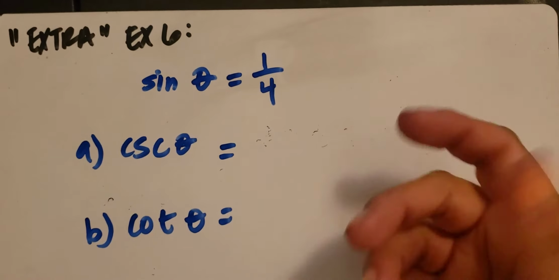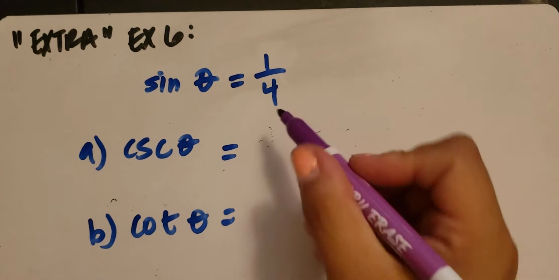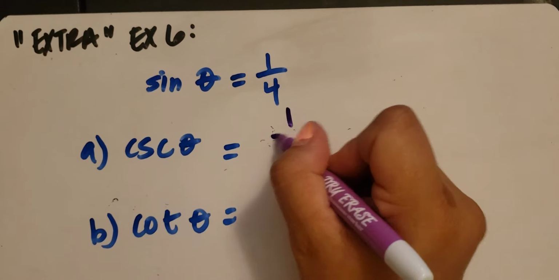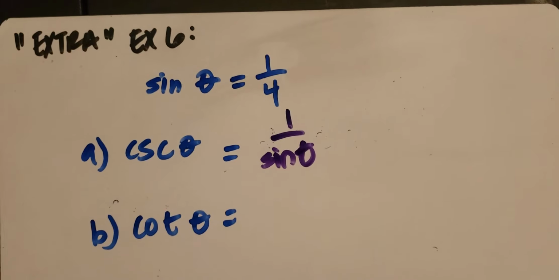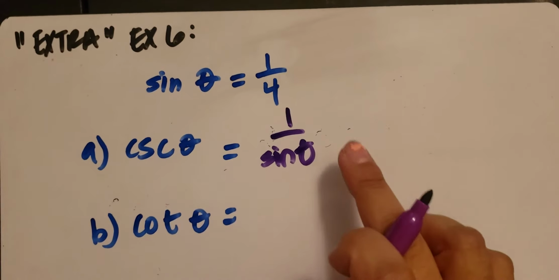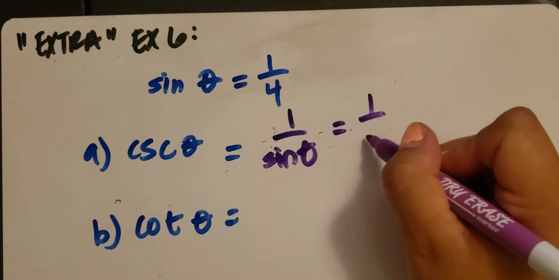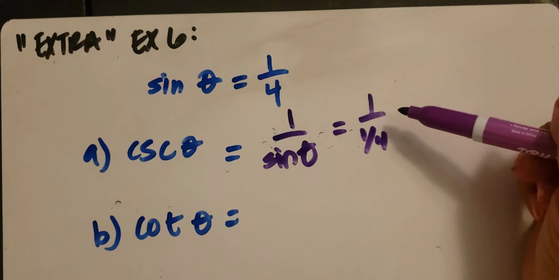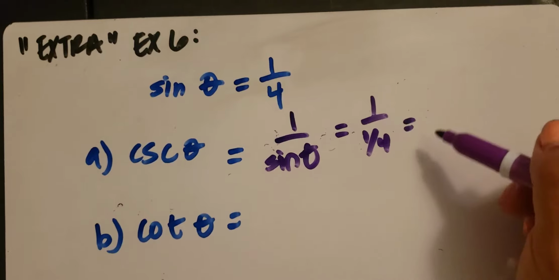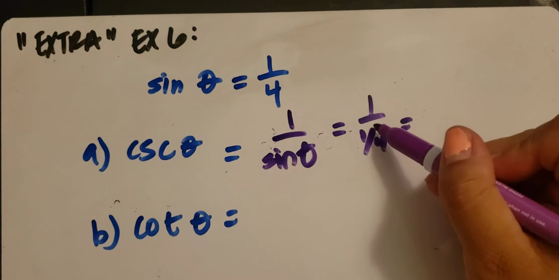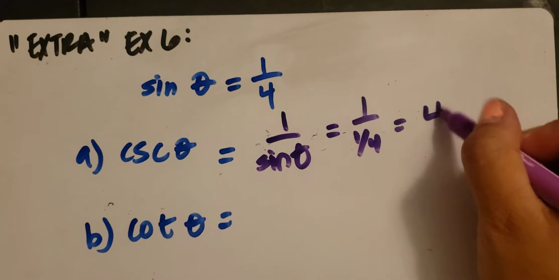So here we go. If I'm given sine of theta and I'm trying to find cosecant of theta, then I would use the one that says cosecant of theta equals 1 over sine theta. I am given sine of theta, which is 1/4, so I would just write 1 over 1/4. Of course, we have a fraction divided by a fraction, so remember the rules. You're basically multiplying by the reciprocal of 1/4, which is just 4. So it'd be 1 times 4, which gives you 4.